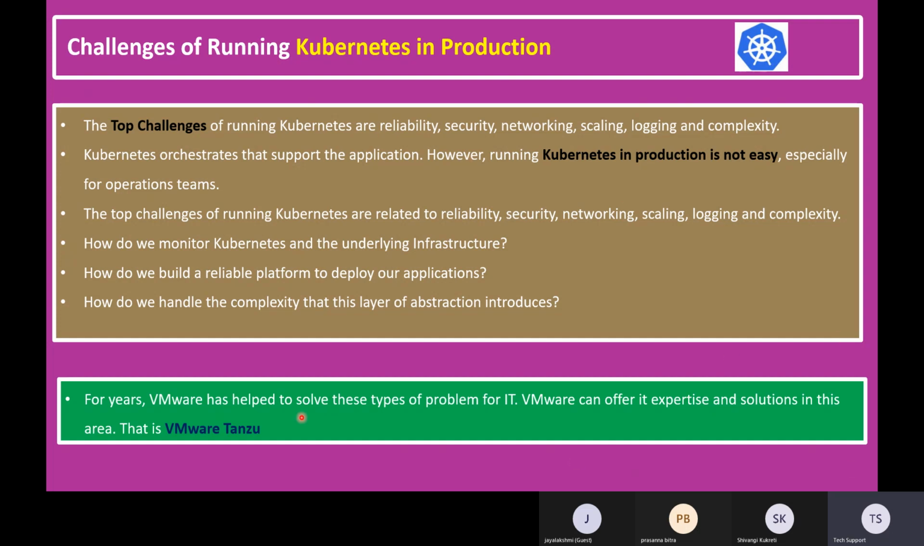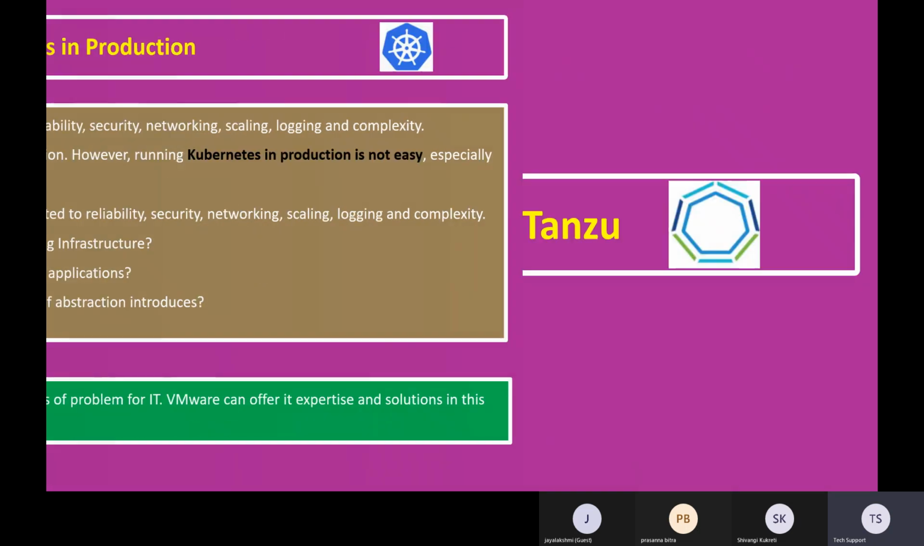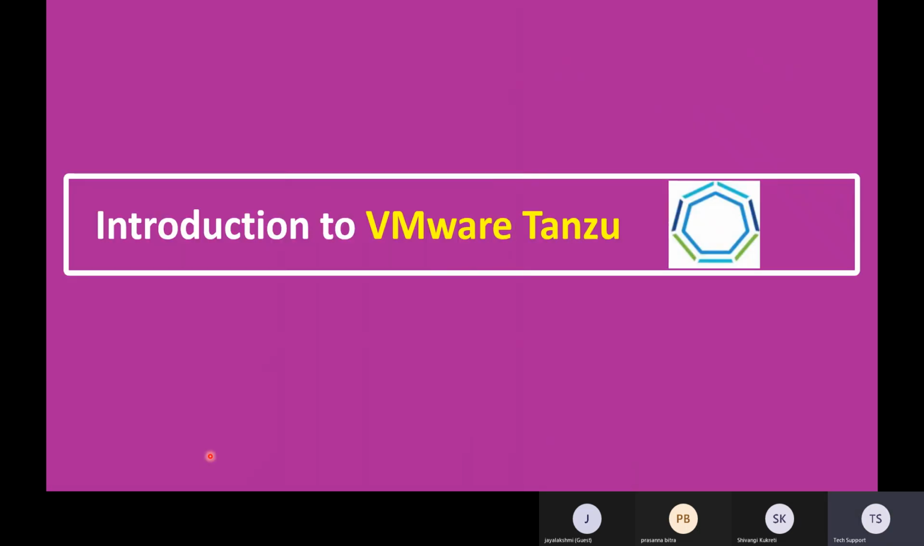So for years, VMware has helped to solve this type of problem for IT. So VMware can offer its expertise and solutions in this area, that is VMware Tanzu. VMware Tanzu is nothing but an enterprise Kubernetes software. That enterprise Kubernetes software, we call it TKG, Tanzu Kubernetes Grid. Now it's time to introduce VMware Tanzu. This is the icon for VMware Tanzu. It is a group of products involved in VMware Tanzu.